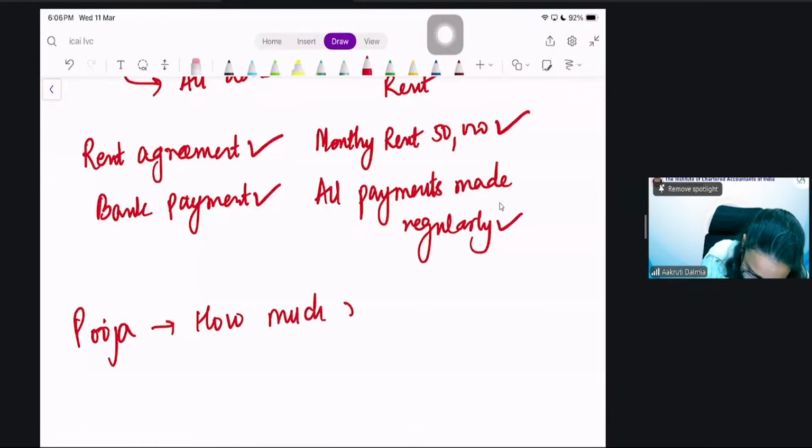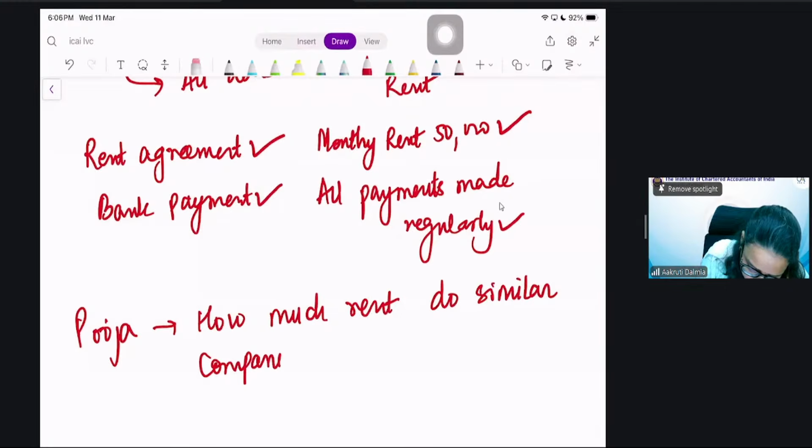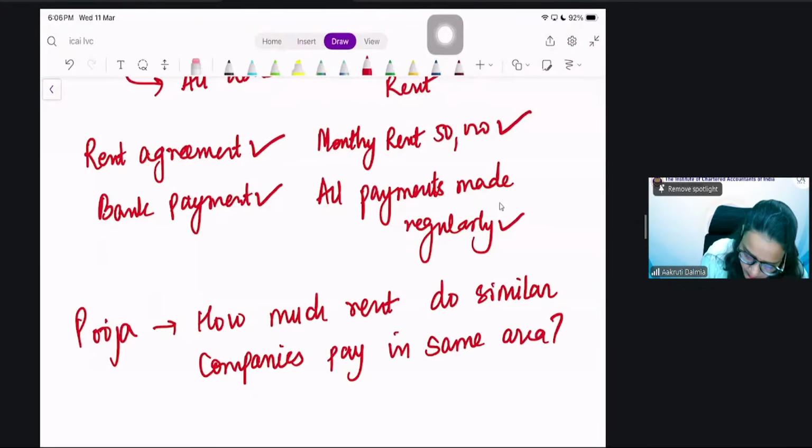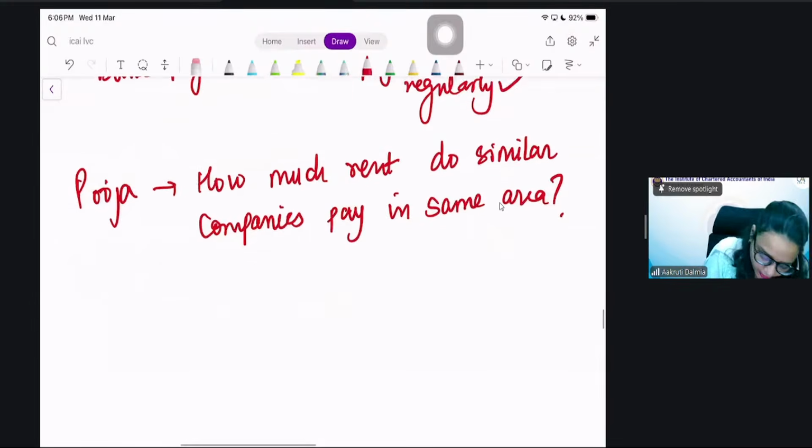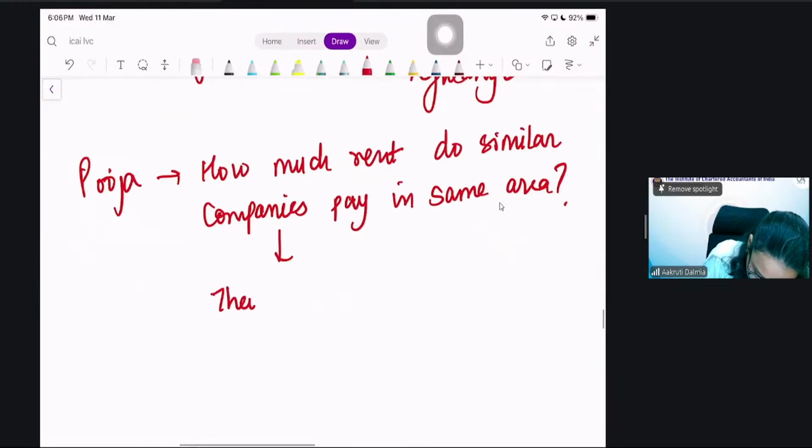how much rent do similar companies pay in the same area? So now I'm asking Don how much rent other people are paying for a similar area, similar square feet, similar size of place. And then they check industry data.